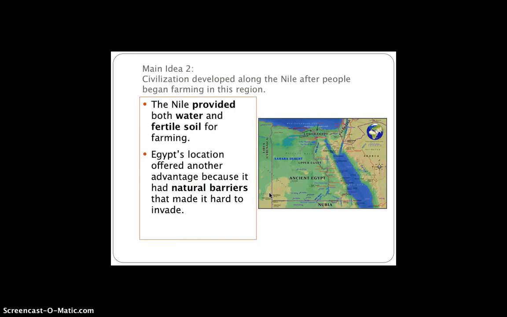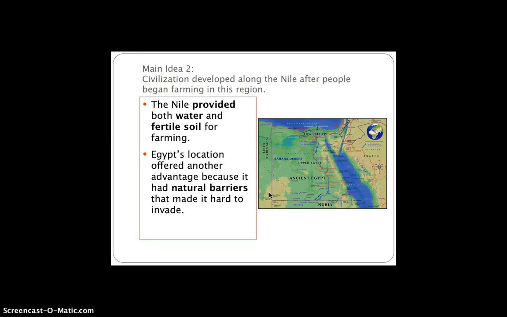The second main idea I want you to learn from the geography of ancient Egypt is that civilization developed along the Nile after people began farming in this region. So due to farming, people began to live around the Nile River. The Nile provided both water and fertile soil for farming. So due to farmland, people began to live there.